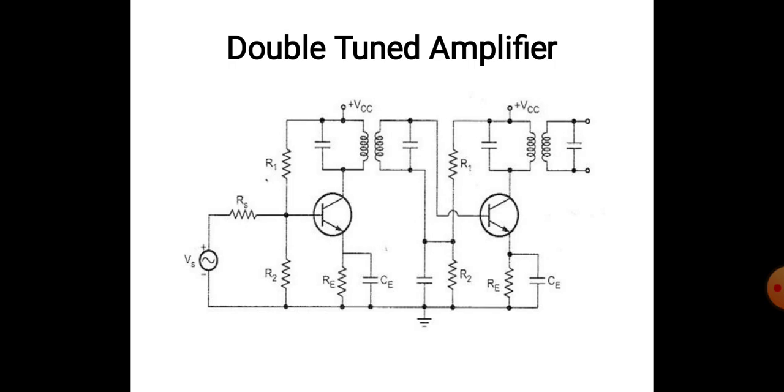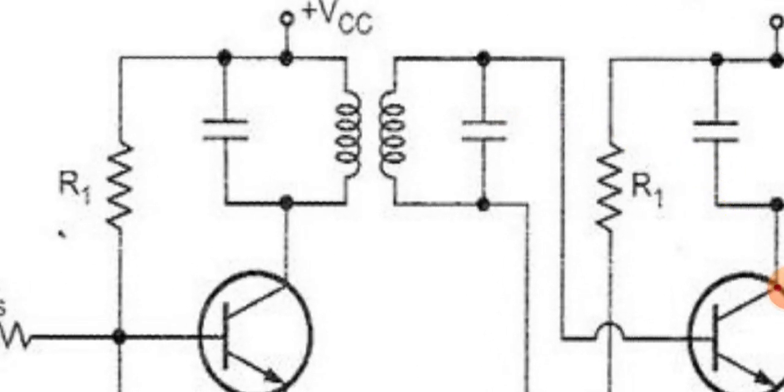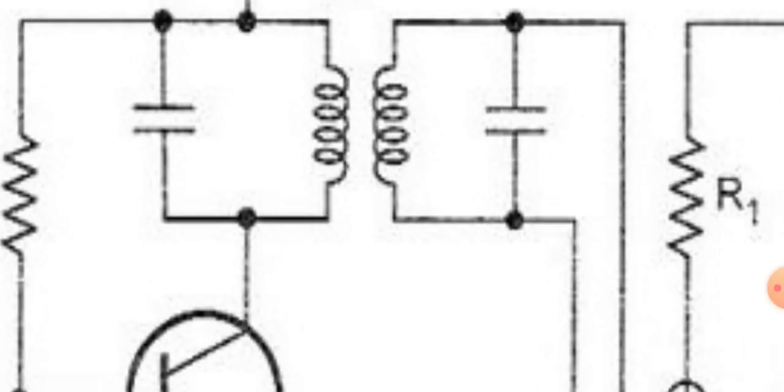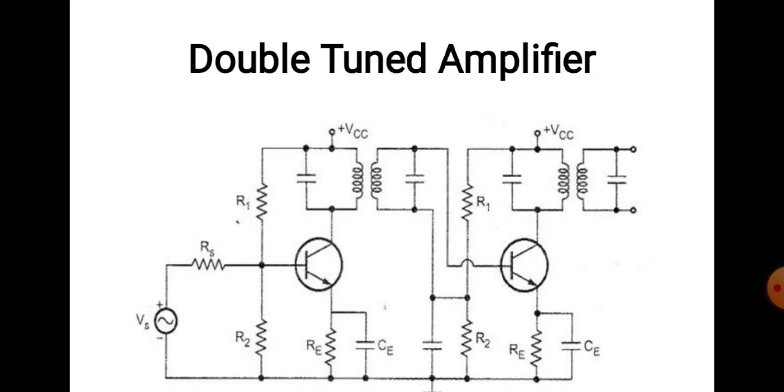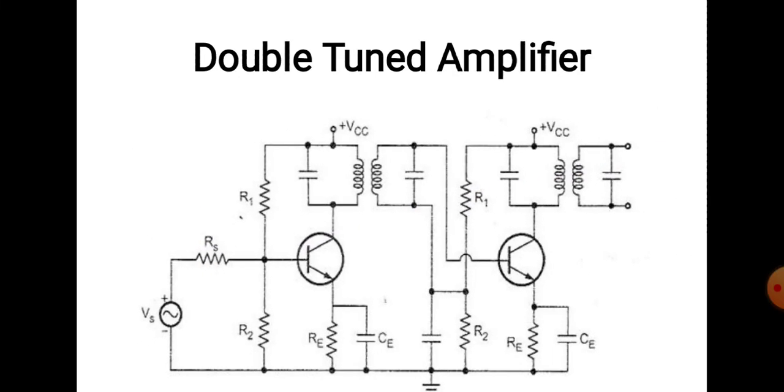Now, let us see the double tuned amplifier. The circuit shown is a double tuned amplifier circuit, which consists of two tuned circuits at each stage. These two tuned circuits are coupled inductively. As we can see, both the tuned circuits are inductively coupled, and all the tuned circuits in the double tuned amplifier are tuned to the same frequency. This is about the double tuned amplifier.